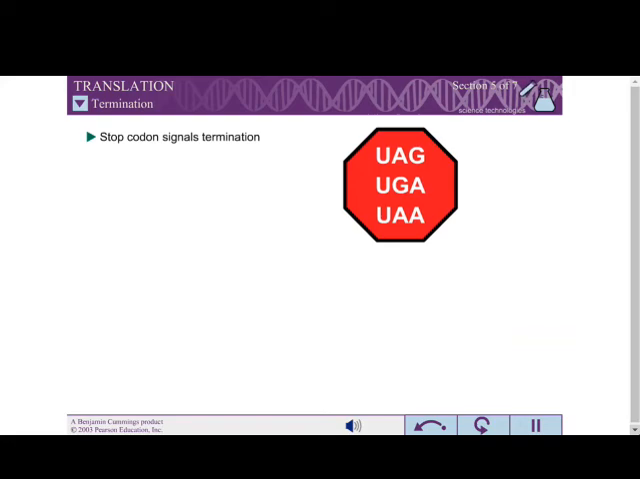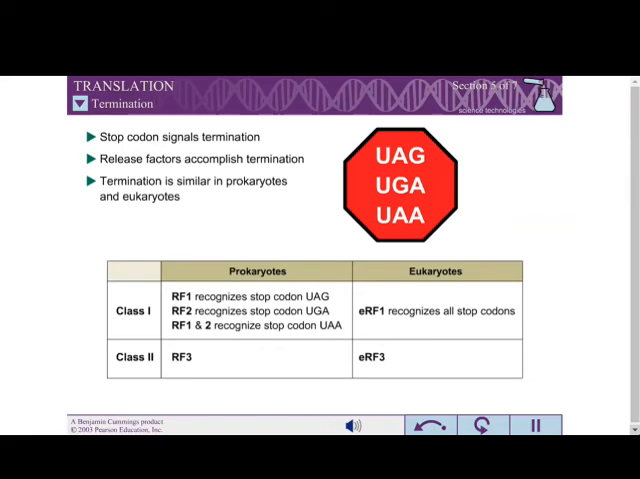Termination of translation is engaged when a stop codon on the mRNA enters the A site of the ribosome and is performed by release factors that recognize the stop codon. The mechanism of termination is similar in prokaryotes and eukaryotes and involves two kinds of release factors called class 1 release factors and class 2 release factors.